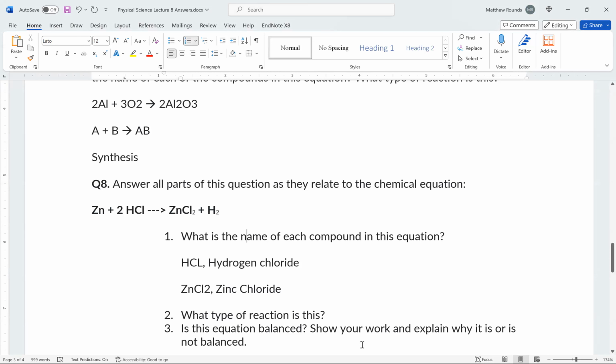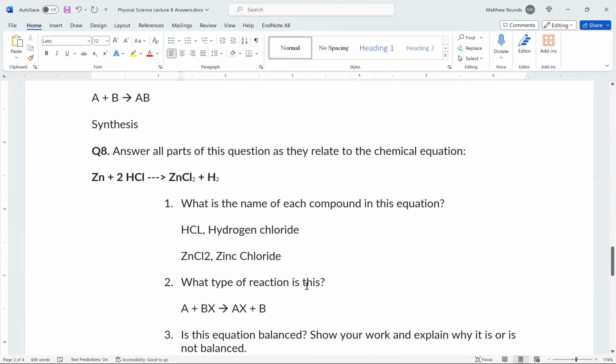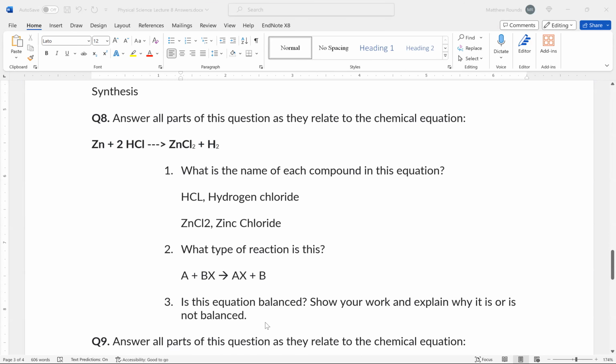All right. So now in terms of the type of reaction, this is an A plus BX produces AX plus B. Could you look and see what that is in the notes? Yes, I can. That's a single replacement, right? It is a single replacement, yeah.